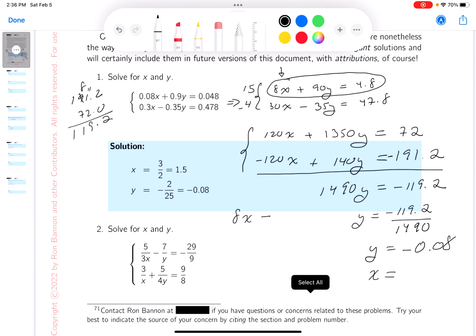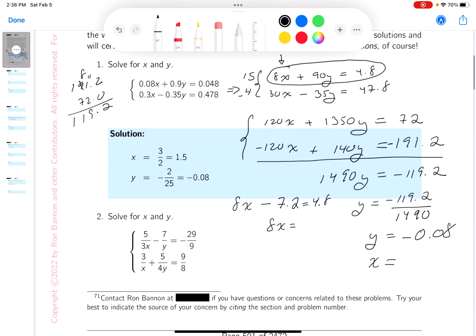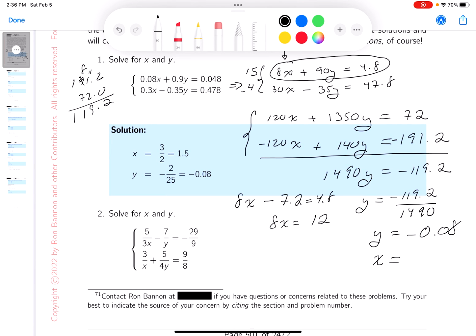And it's not a bad thing to do. It's kind of simple. It's 7.2. And that equals 4.8. And what do you get? You get 8x. Well, let's see. That's not so bad to do, is it? So 4.8 plus 7.2 is 12. And then I can divide by 8. You get 12 over 8. Looking pretty good at this point, right? So what do you get? I'll divide by 4, and that would be 3 over 2, which is 1.5.